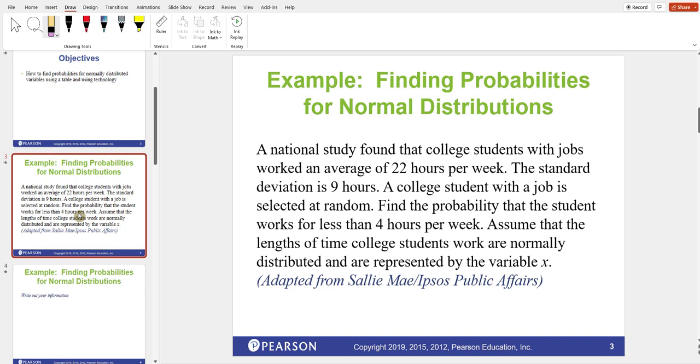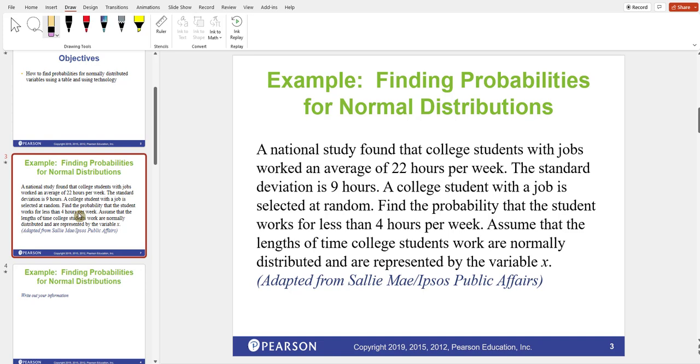A national study found that college students with jobs worked an average of 22 hours per week. The standard deviation is 9 hours. A college student with a job is selected at random. Find the probability that the student works for less than 4 hours per week. Assume that the lengths of time college students work are normally distributed and are represented by the variable x.